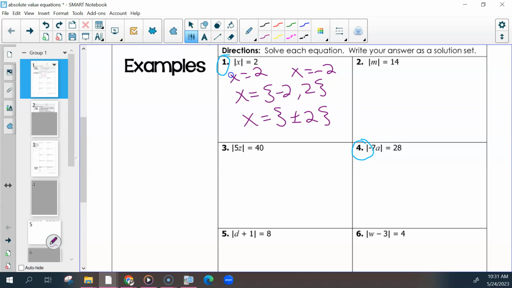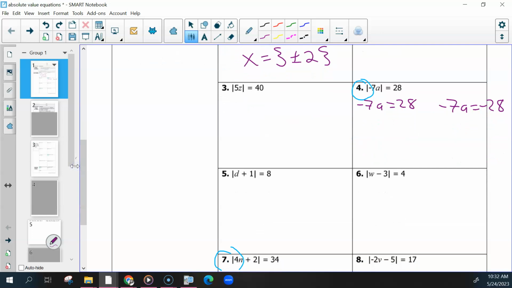So 4, same thing. You would isolate the absolute value bars, but there's nothing outside of them. So set the inside, drop the absolute value bars, and set the inside equal to a positive 28 and a negative 28. And then you're going to solve both equations.